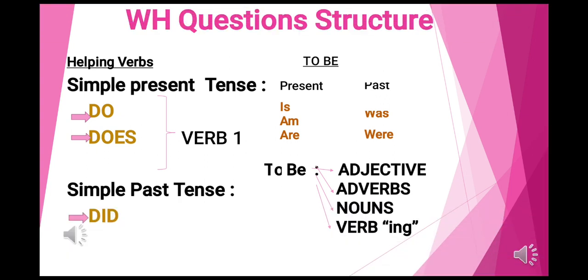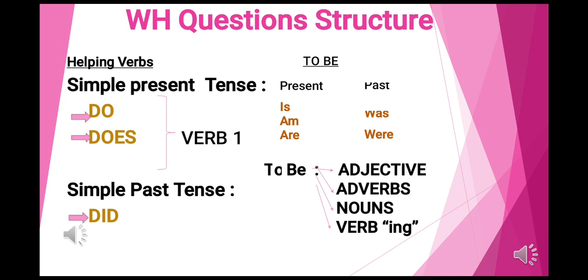We use to be, which is am, is, are, was, and were, if you can see adjectives, adverbs, nouns, or verb ing. For adjectives, for example, she is hungry. Hungry is an adjective because it is something that we feel.